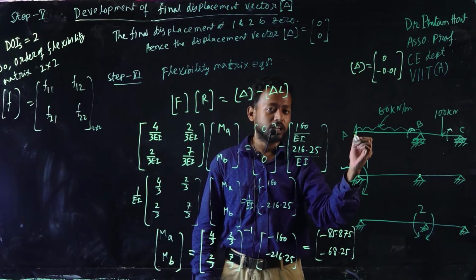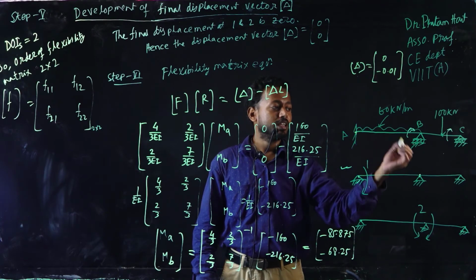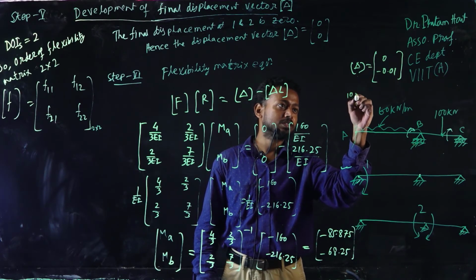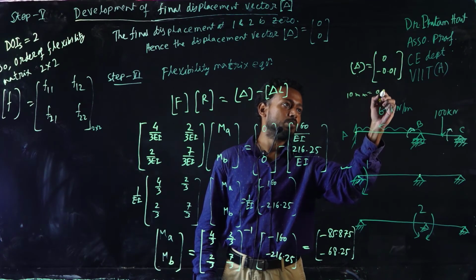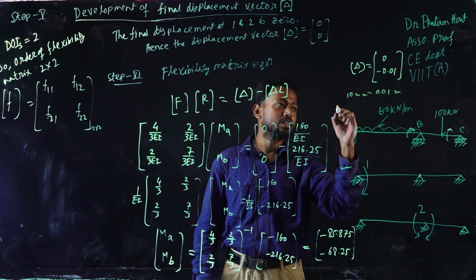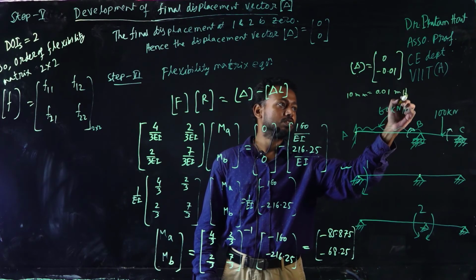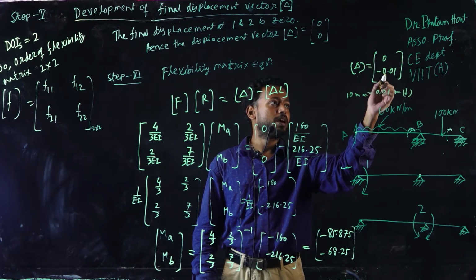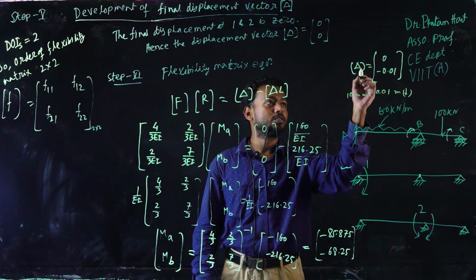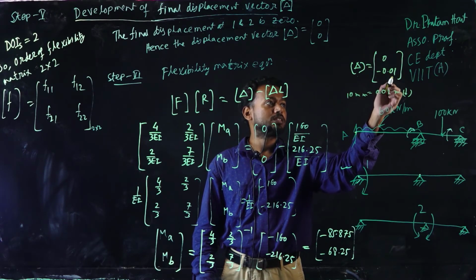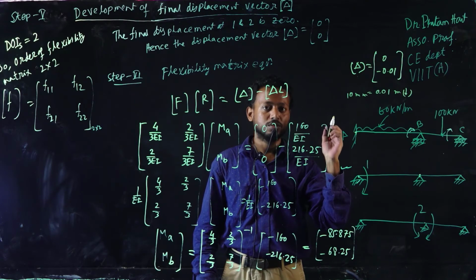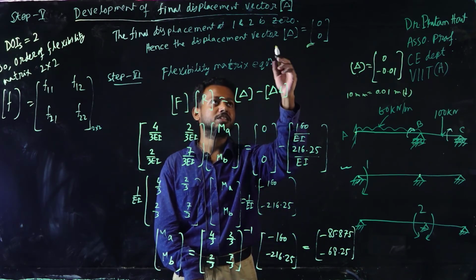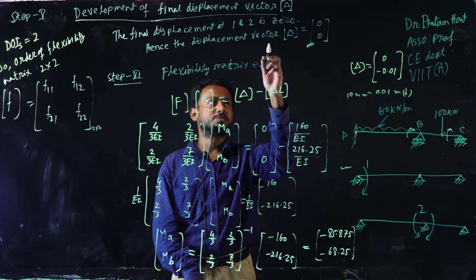In this support there is no displacement, so this is 0. In this support there is a displacement of 10 mm, so 10 mm means 0.01 meter. Okay, and this is downward direction, so this will be minus, so here the delta will be minus 0.01 and displacement vector will be 0, minus 0.01. Okay, so coming to this point, we will consider this is 0 0, this will be our displacement vector delta.